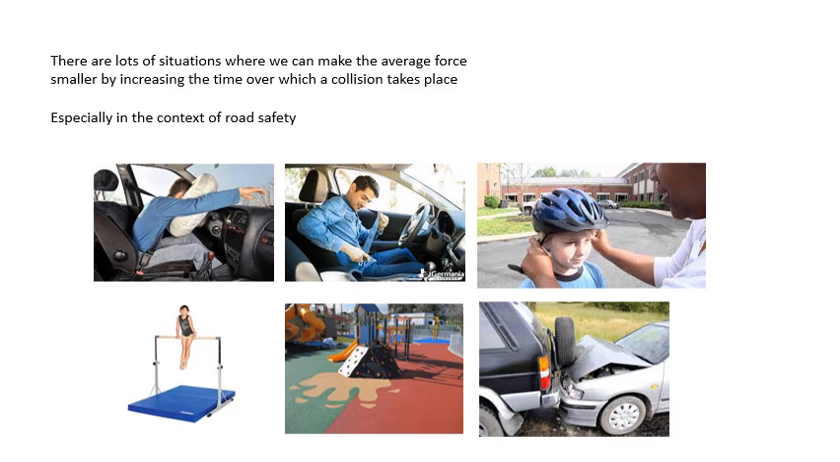And lastly, crumple zones on a car. The front of a car is actually designed to crumple up like a concertina, like a cardboard box. The idea is that it absorbs the energy of the collision. It increases the amount of time it takes for the car to slow down, and the driver is much less likely to get injured. So F equals delta mv over t, and all of these pictures about road safety can be explained using this equation.